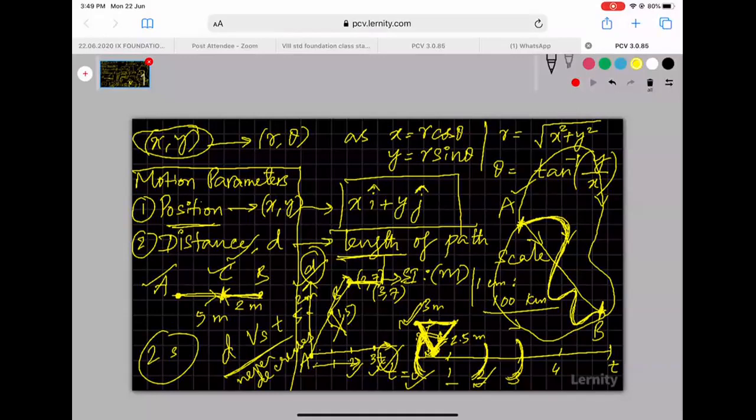Okay, so that's all we need to know about distance for now. I hope you understand. If you need a screenshot of this, please take a screenshot. I'm going to clear the board. I'll give you some time.